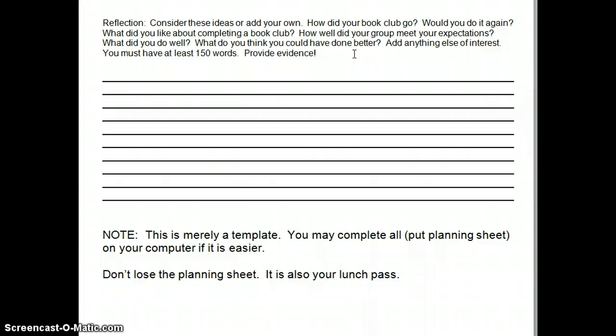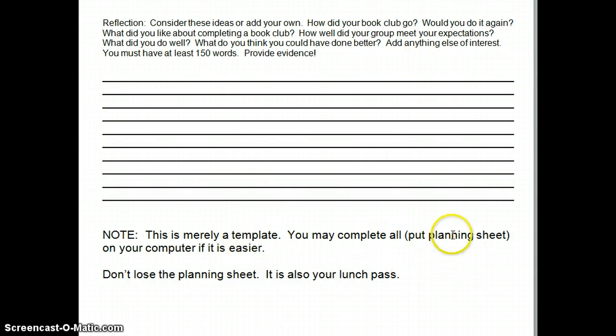How did your book club go? Would you do it again? What did you like about completing a book club? How well did your group meet your expectations? What did you do well? What could you have done better? Add anything of interest. It needs to be at least 150 words. I'm not going to count it, but I can see if you've put a lot of thought or effort. Please don't write really big with tons of spaces in between, or only use the middle. I am not dumb. Anyway, this is merely a template.